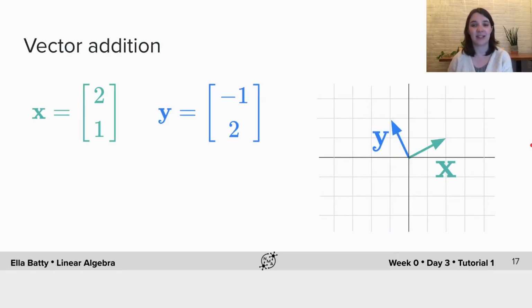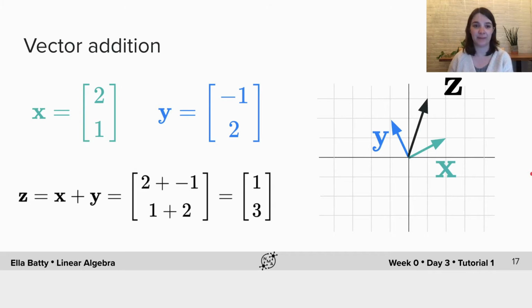A second key vector operation is vector addition. Let's say we have two vectors, x and y, and we want to add them together to get vector z. When we add vectors, we're adding the corresponding components of the vectors. So we first add the first components together, 2 plus negative 1, to get 1. And then we add 1 plus 2 to get 3. And we can plot this new vector z on our same coordinate system.